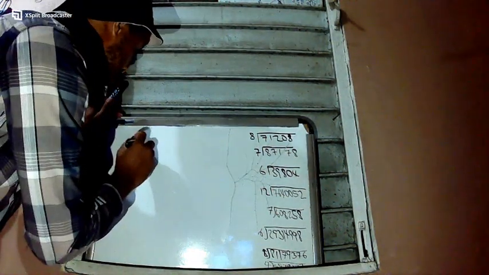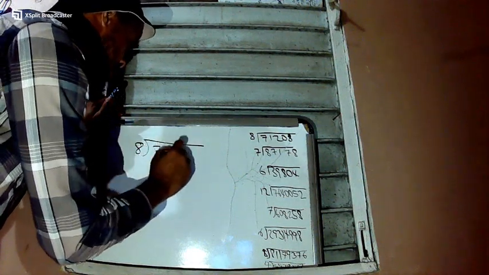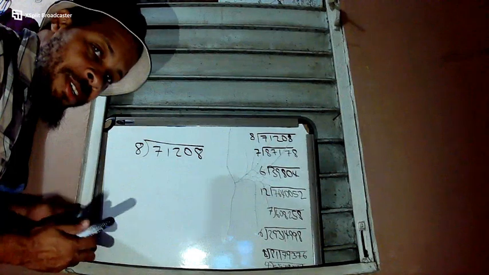So here we go. We're going to work with 871208. All right, there we go. So we're going to create multiples of this.